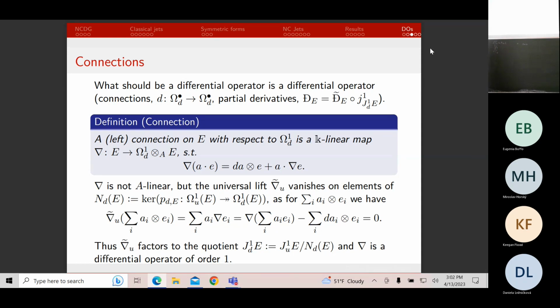Is the reverse true, that every differential operator of first order is a connection? No, not necessarily, because also zeroth order... Oh, you mean exactly first order? I don't think so, because you can always add a zeroth order differential operator to a connection.